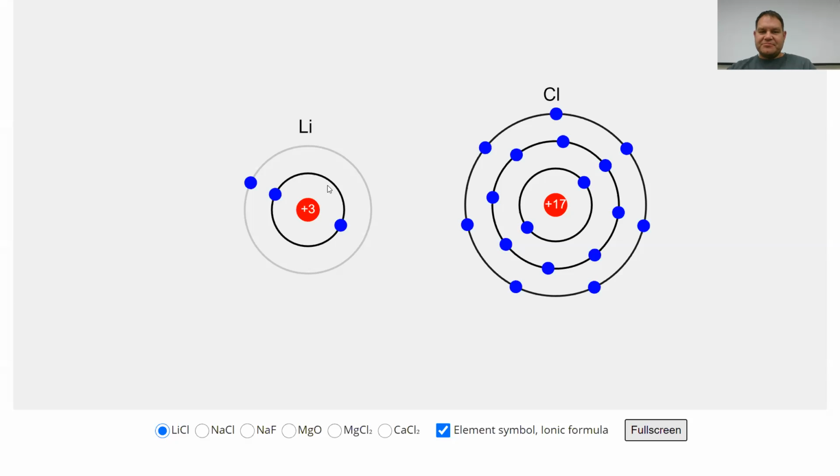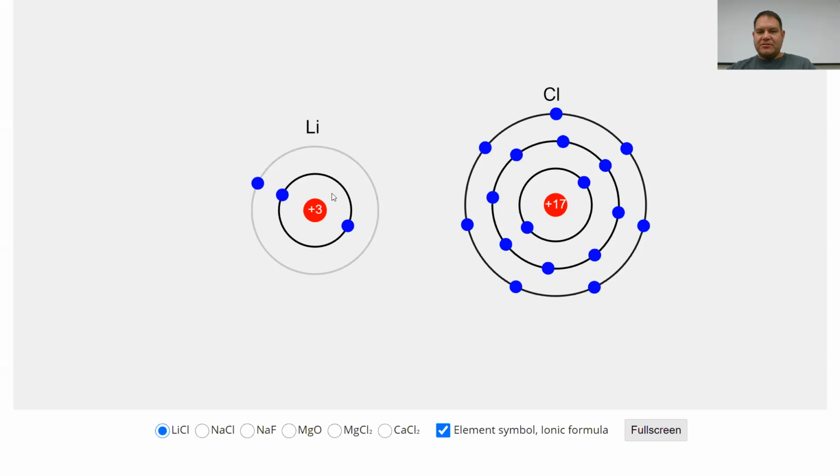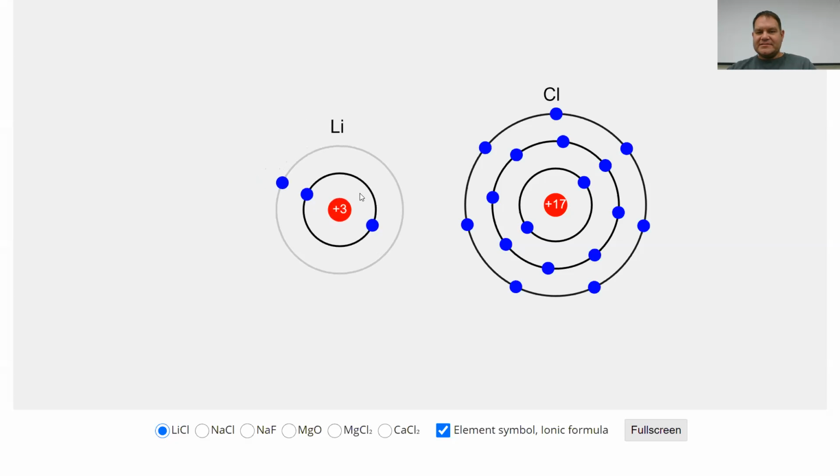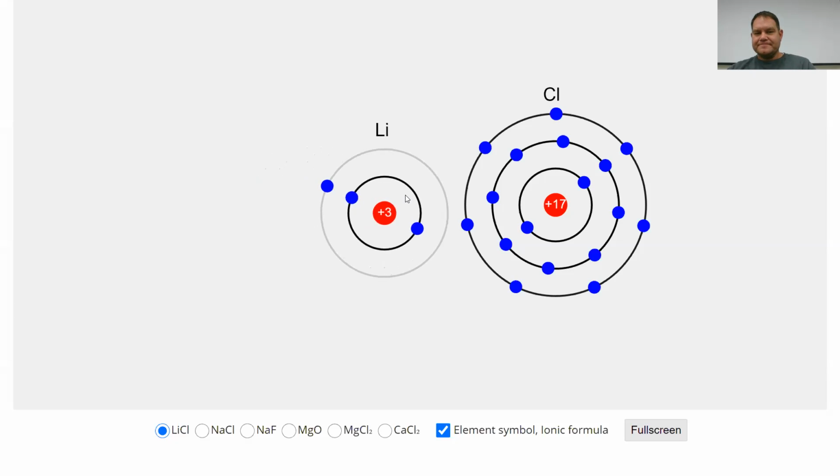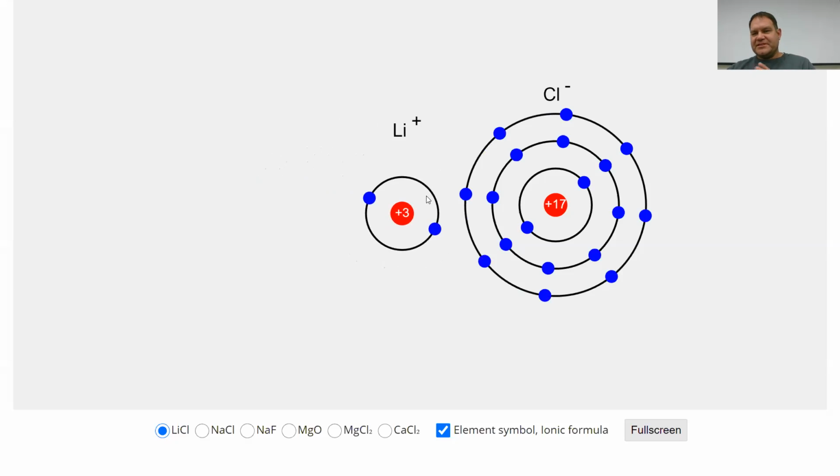So what we're gonna do is we're gonna bring lithium and move it close to chlorine. And as it gets closer and closer to chlorine, there's going to be a transfer. Now watch for the transfer. Boom. Did you see that? There was a transfer of an electron from lithium to chlorine, right? And we just created a positive lithium ion and a negative chlorine ion, okay, as a result.